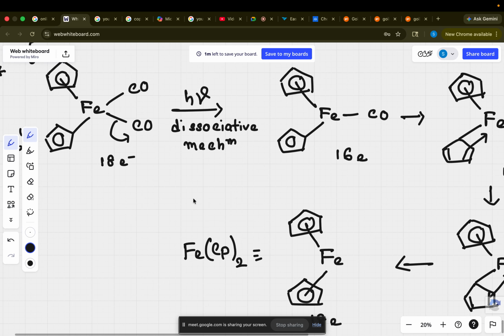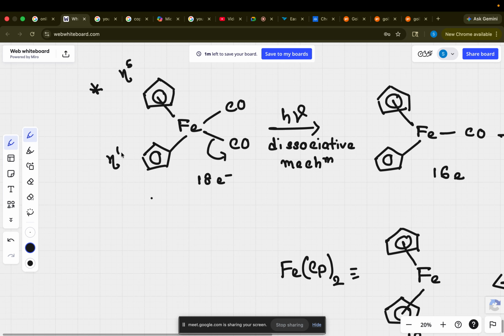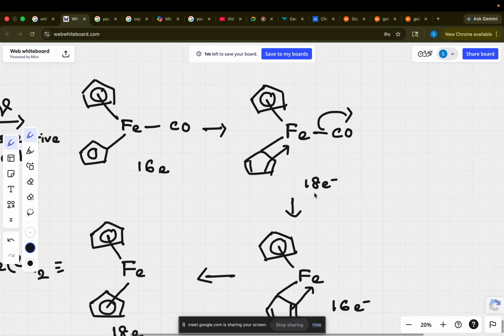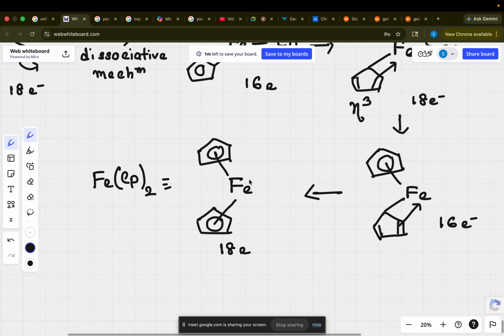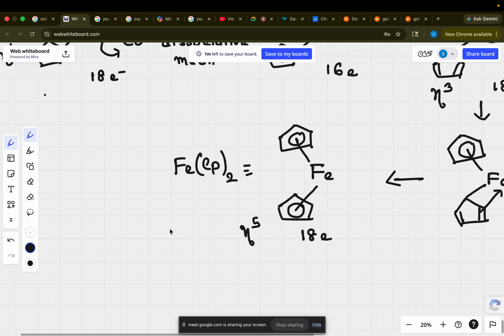So what fluxionality can you see? Initially here you have eta 1, here you have eta 1, now here it becomes eta 3, and at last it becomes eta 5. Now if I compare this cyclopentadienyl, eta 5 is the most stable. Why is it most stable? Because eta 5 means it becomes your aromatic system.